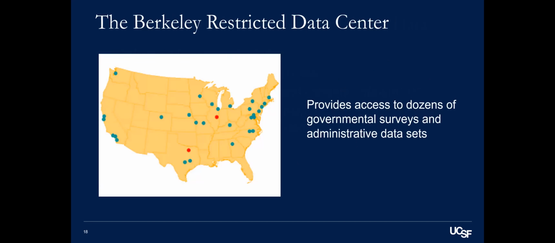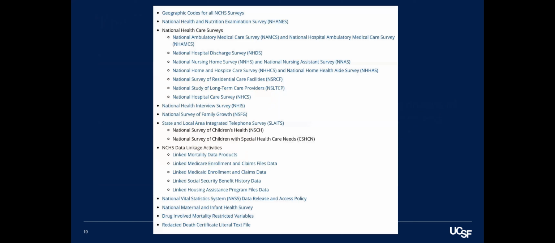Another thing that the Population Health Data Initiative has done is purchase a partnership within the Berkeley Restricted Data Center. The Berkeley Restricted Data Center provides access to dozens of governmental surveys and administrative data sets. Just to give you a screenshot of some of the data sets that they have, I'm not even going to read this whole list, but there are a lot of different data sets: census data, Bureau of Labor Statistics data, data from the National Center for Health Statistics, the National Survey on Drug Use and Health.